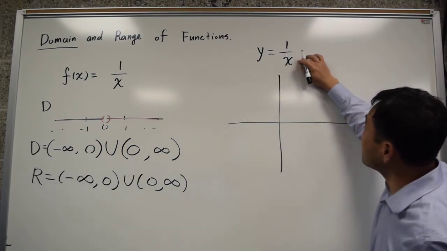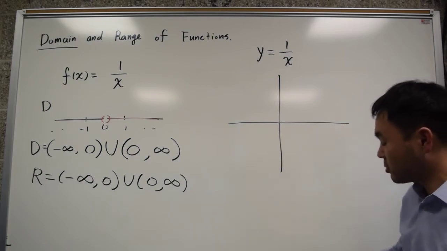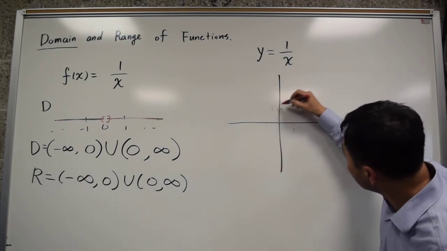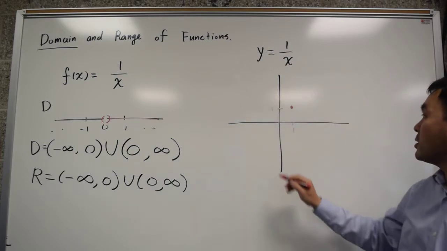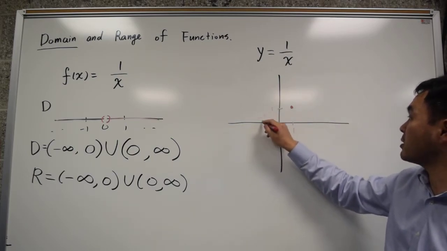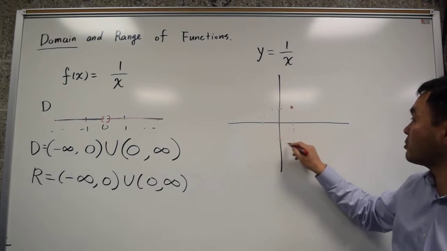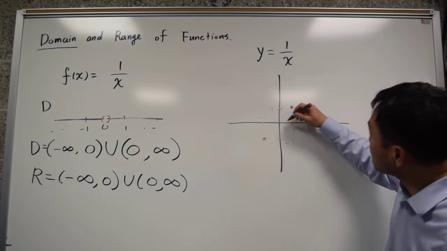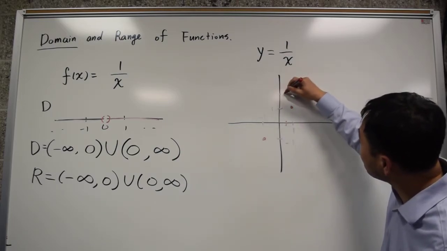If you plug in 1 into x, you get y as 1, so you know that the point (1, 1) should be in the graph. Same thing for negative 1. If you plug in negative 1, you get the y value as negative 1, so you also get (-1, -1) as a point on the graph. If you plug in 1/2, you get positive 2.